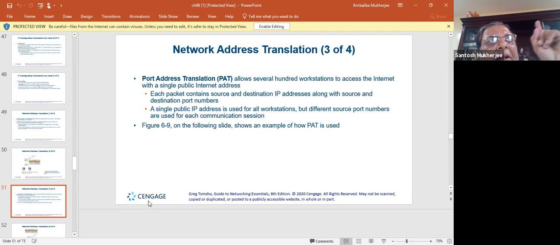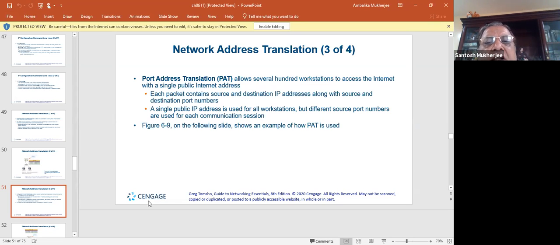We have a single public address, as I said from the very beginning. Each customer has a single public internet address. Each packet contains source and destination IP addresses, along with the source and destination port numbers. It has a port number, what is called port address translation.